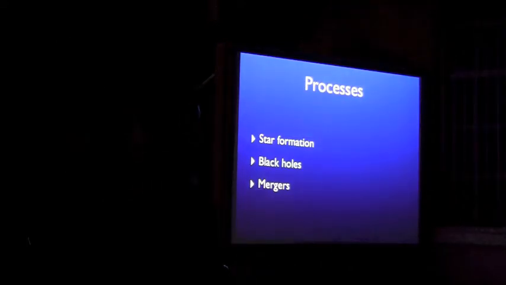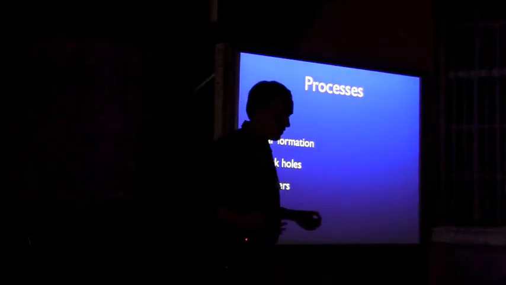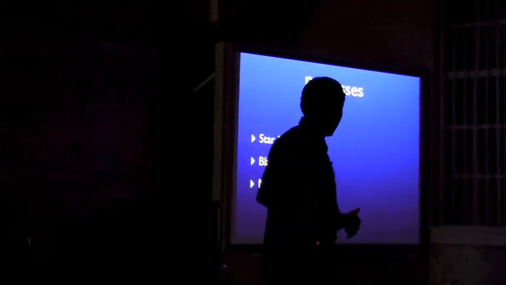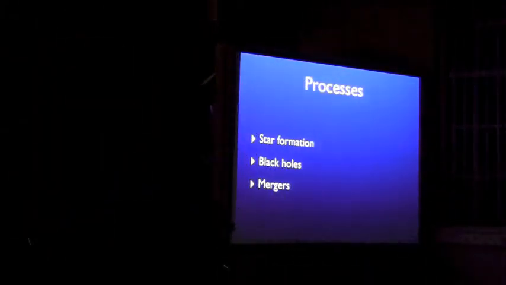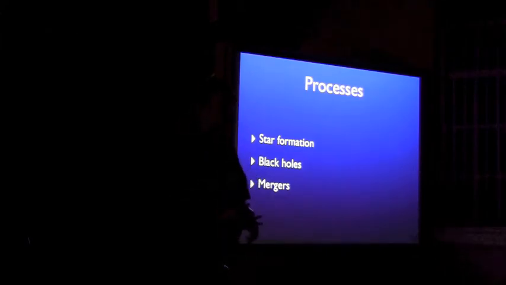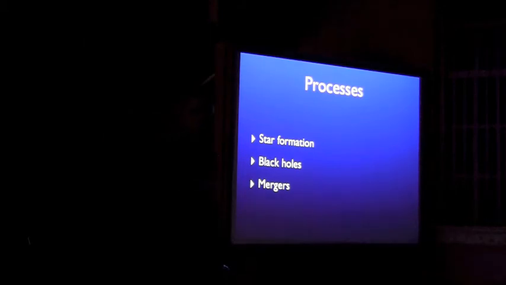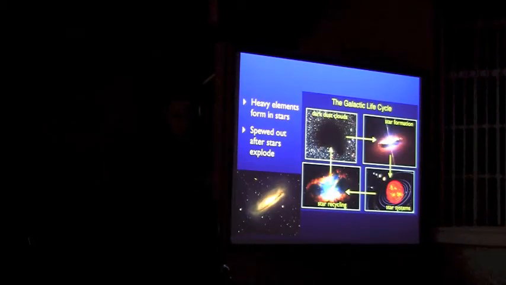So there are many things that can act in galaxies, and I mentioned star formation as one of them, and I'll explain that in more detail. Black holes can affect the appearance of galaxies, and also galaxy mergers, which is what I'll be focusing the rest of my talk on. So star formation is an extremely complicated process.